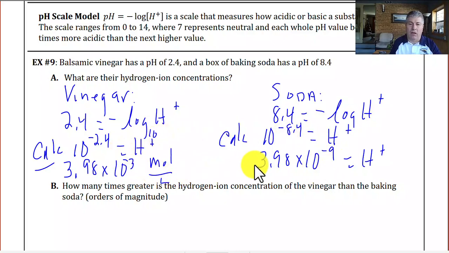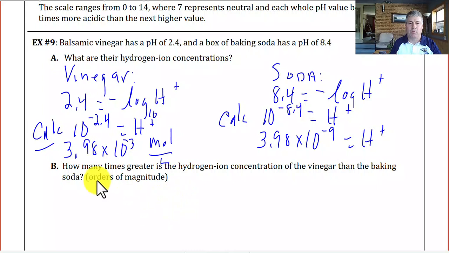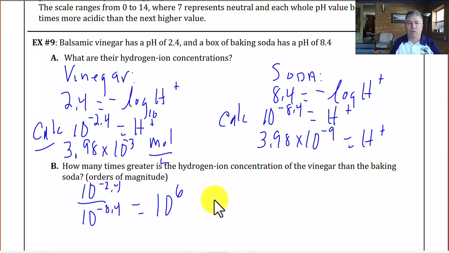And just like in our last problem, we can just compare the exponents, and it appears how many times greater. So I'm answering question B. How many times greater is the hydrogen ion concentration in vinegar than the baking soda? So that's where my H plus is, hydrogen ion concentration. So I can do some quick division. 10 to the negative 2.4 over 10 to the negative 8.4 equals 10 to the sixth. So the vinegar is 6 orders of magnitude greater than the baking soda.